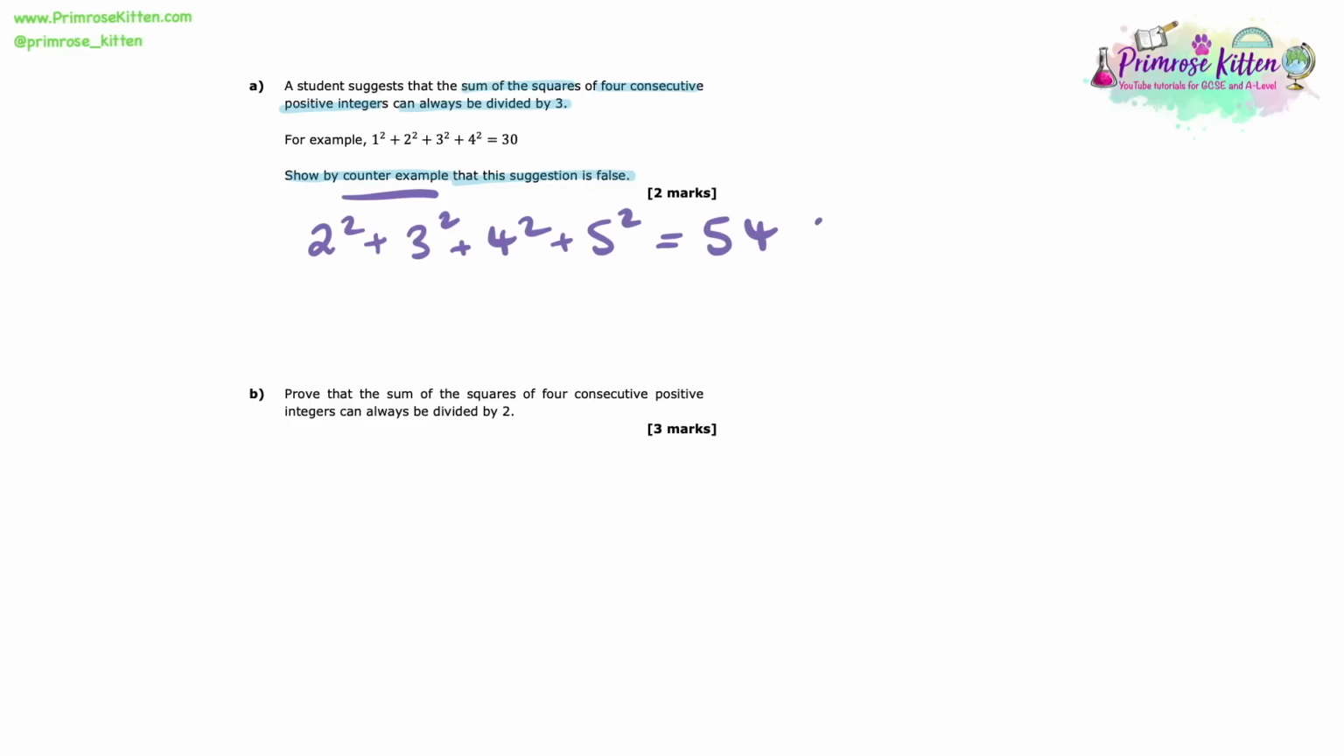Now, popping those into the calculator, I get 54. If I try dividing that by 3, I get 18. So at the minute, I'm proving that it can be divided by 3. Let's try another one then.